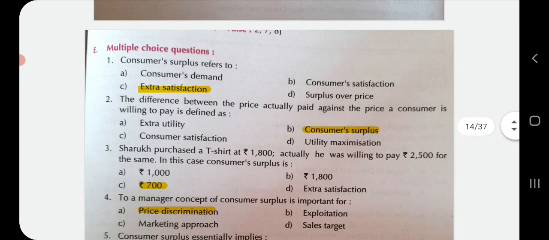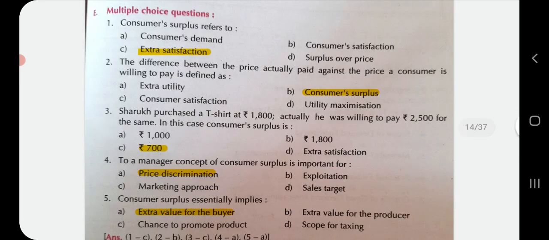Then the next questions are on the topic of consumer surplus. The first question, consumer surplus refers to extra satisfaction. Consumer surplus means extra satisfaction. Second question, the difference between price actually paid and the price a consumer is willing to pay is defined as consumer's equilibrium. B is the correct option.